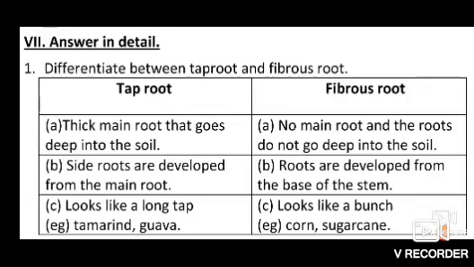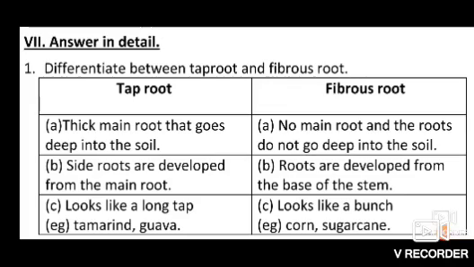Answer in detail. Differentiate between taproot and fibrous root. First we read about taproot. Thick main root that goes deep into the soil. Second point, side roots are developed from the main root. Looks like a long tap. Example, tamarind and guava.